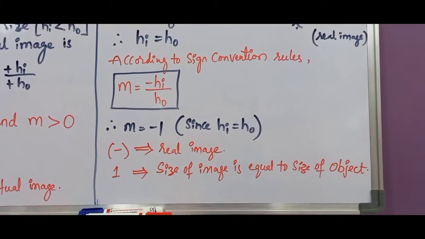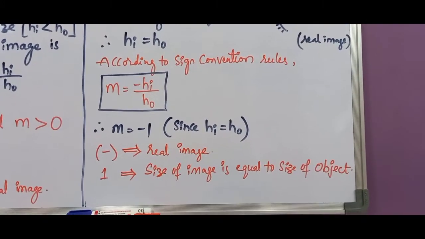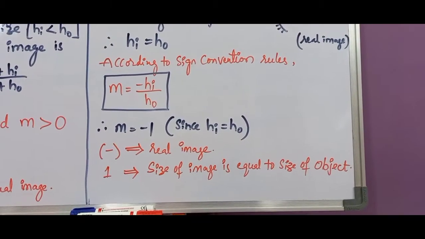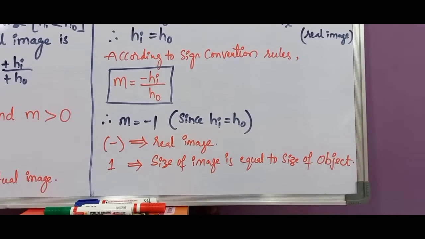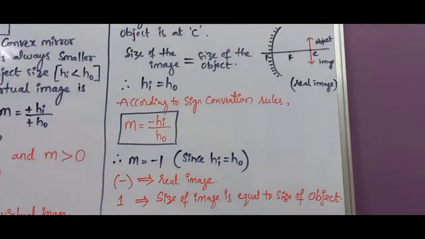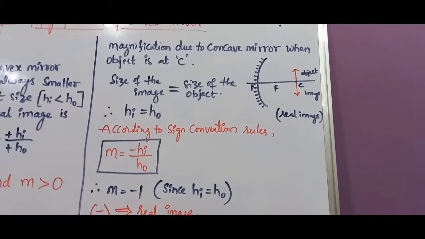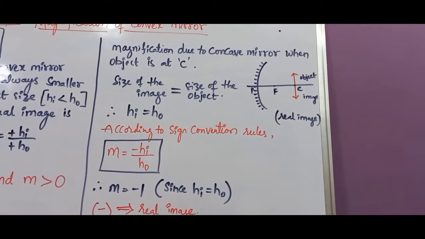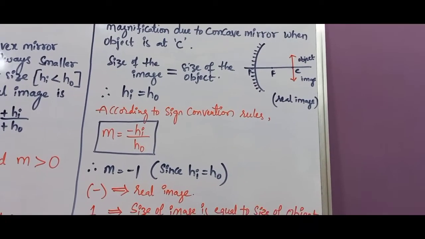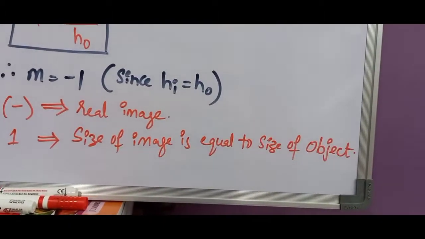Here minus indicates the real image and 1 indicates that the size of the image is the same as the size of the object. And similarly, you can also try to find out magnification due to concave mirror for the remaining positions of the object. Okay children, here m is equal to minus 1. We are getting magnification value as minus 1 when the object is placed at the center of curvature of the concave mirror. Minus indicates that it is a real image, and 1 indicates that size of the image is equal to size of the object.